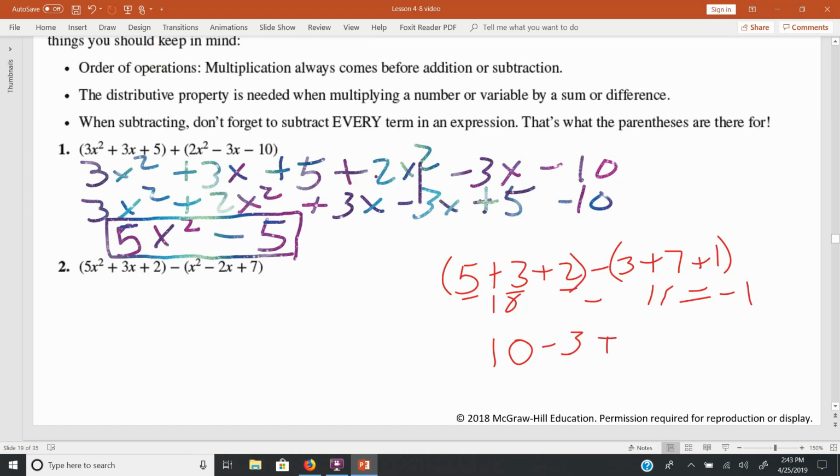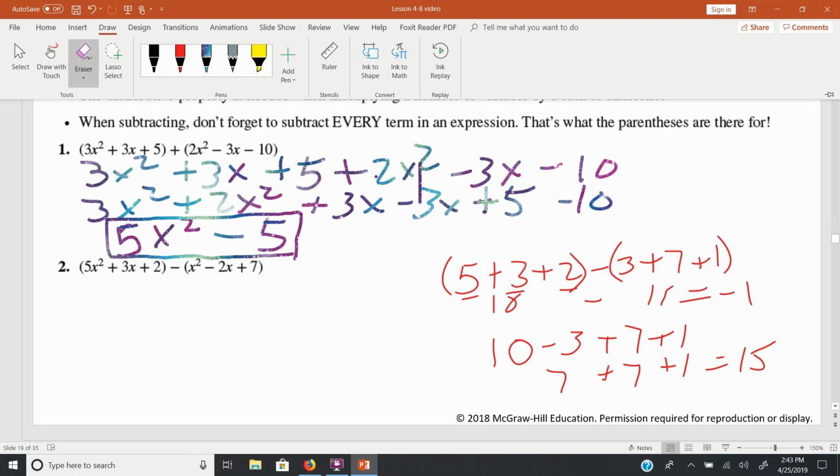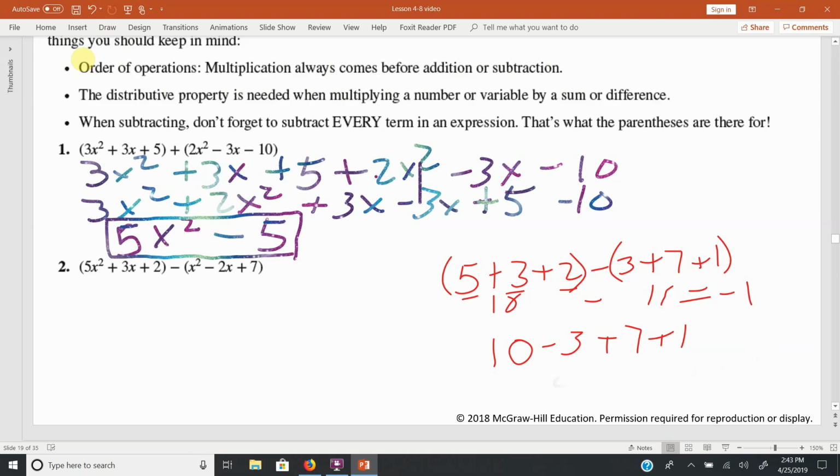If I do minus 3 plus 7 plus 1, 10 minus 3 is 7. 7 plus 7 plus 1, well, now I've got 14 plus 1. This equals 15. It's not the same thing. So if I just take away the parentheses, I get the wrong answer. I can get rid of the parentheses, but I can't do it this way. And the problem is that up here, I was subtracting 3 and 7 and 1, the 11. Here, I just subtracted the 3 and then added the 7 and 1 instead of subtracting all 3 of them.